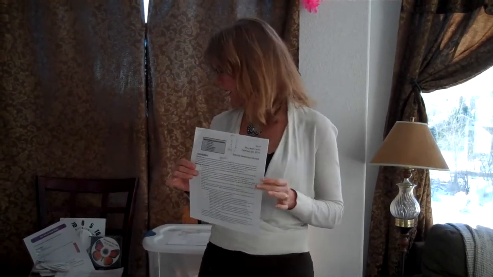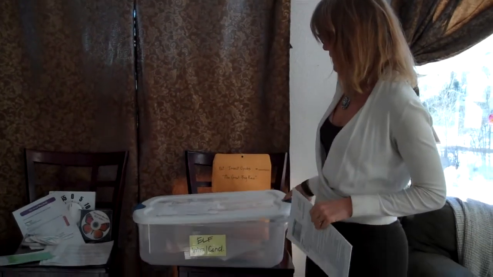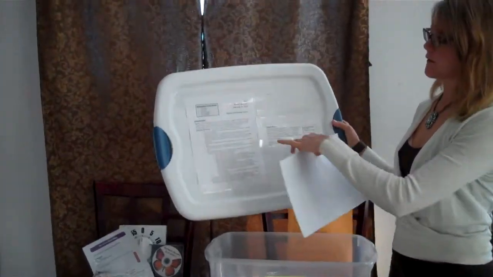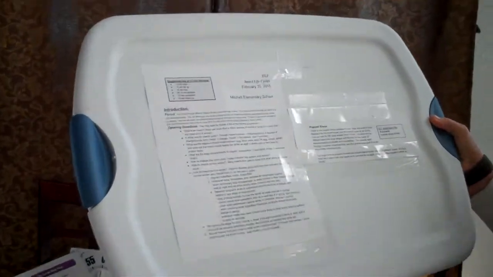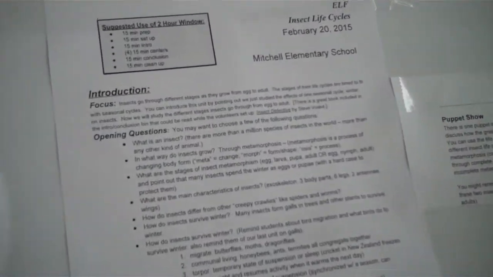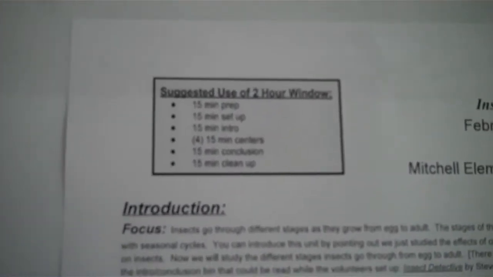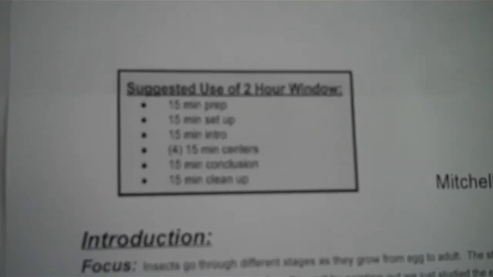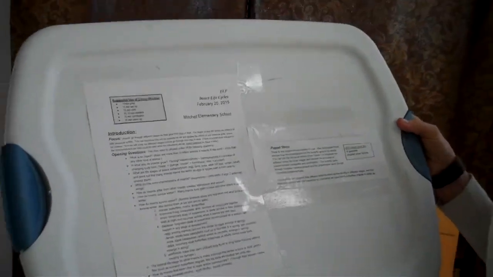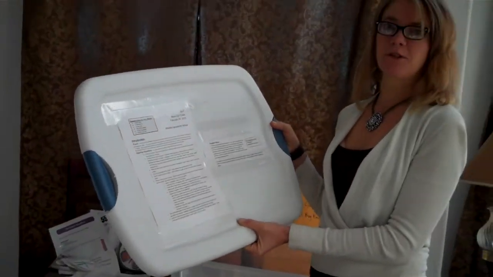So we always have our little outline, and it's on our bin. It's got all kinds of information and opening questions. It tells us our focus for this unit. It also gives you suggested use of our 2-hour ELF window, which would be a 15-minute prep for the volunteers, a 15-minute setup. During those first two 15-minute segments, the kids should be out in the hallway or out of the classroom so that you can get all set up and organized. Then you do about a 15-minute introduction, which I'll go through in detail here.